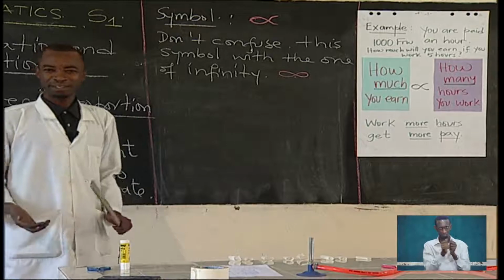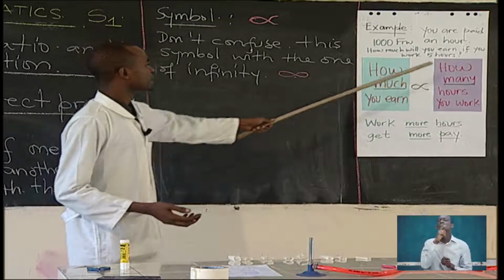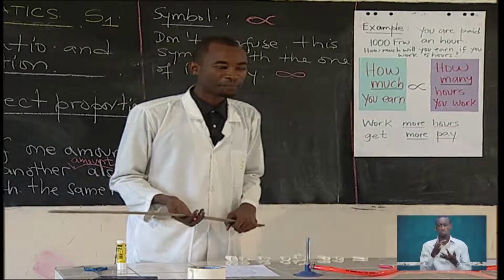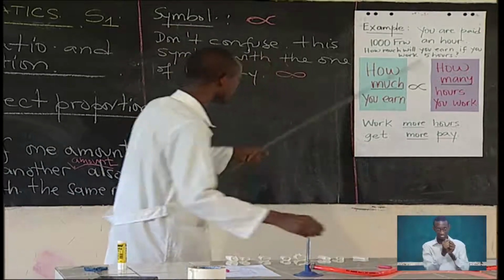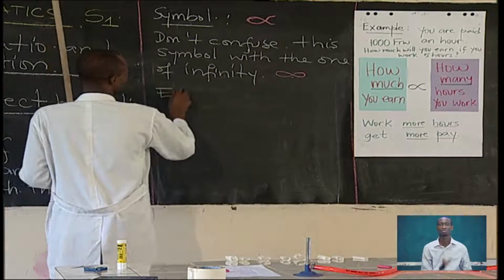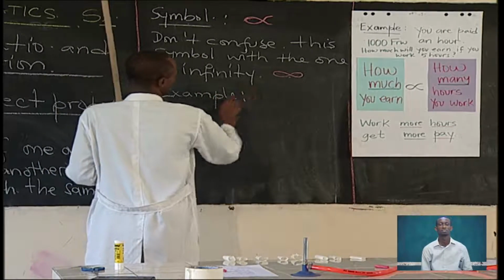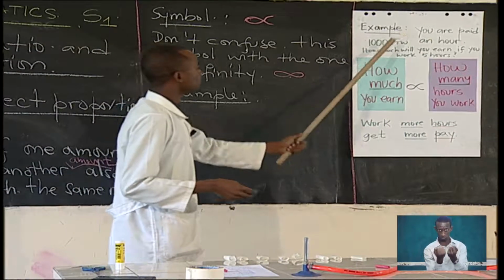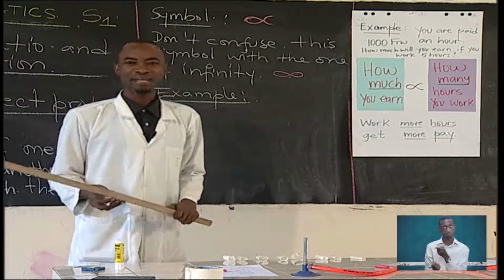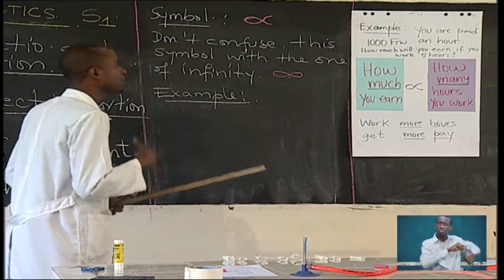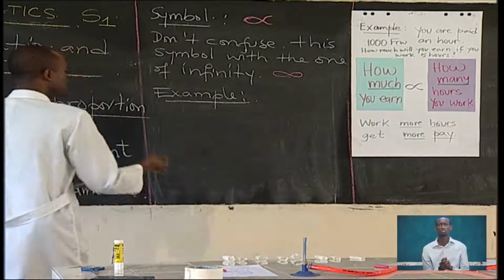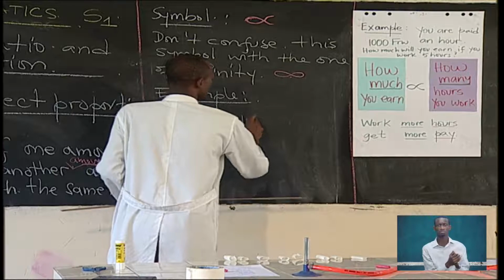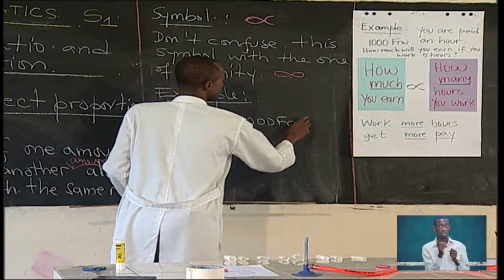Suppose that there is a man, and he's supposed to work like 5 hours. And we need to calculate how much money that person will earn. We can do this together. The question is this one. Let's go with this example. Okay? We have 1,000 as the amount of money somebody has to earn per 1 hour. We can say 1 hour is proportional to 1,000 francs.